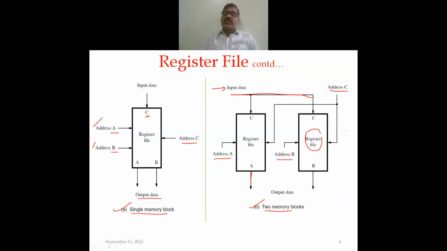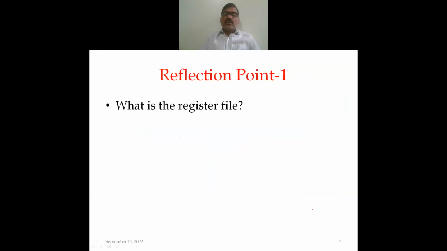These two blocks get connected to this address C. This is address C and this is also address C, so both are tied together and connected to this one and this one. And this is an input clock we can give. So this is the two memory block mechanism here.